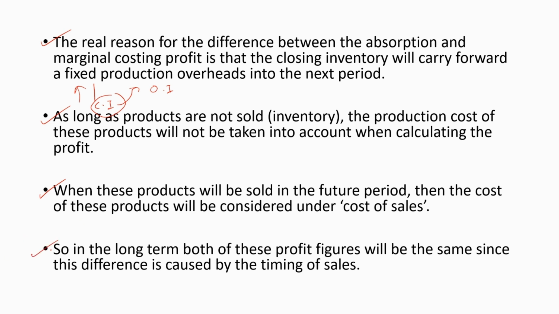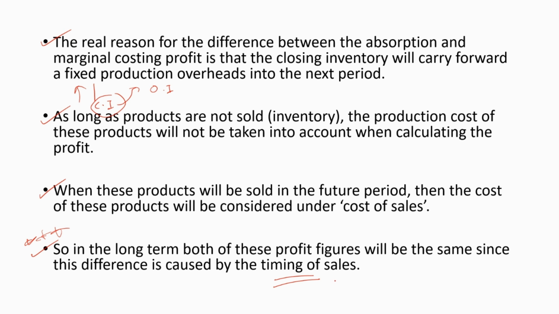So in the long term, both of these profit figures will be the same since this difference is caused by the timing of sales. This is really important because in the long term, the profit figures will be the same. But in the short term, the profit figures may not be the same unless the opening and the closing inventories are the same. This difference is a timing issue because the profit figure is a short term figure.